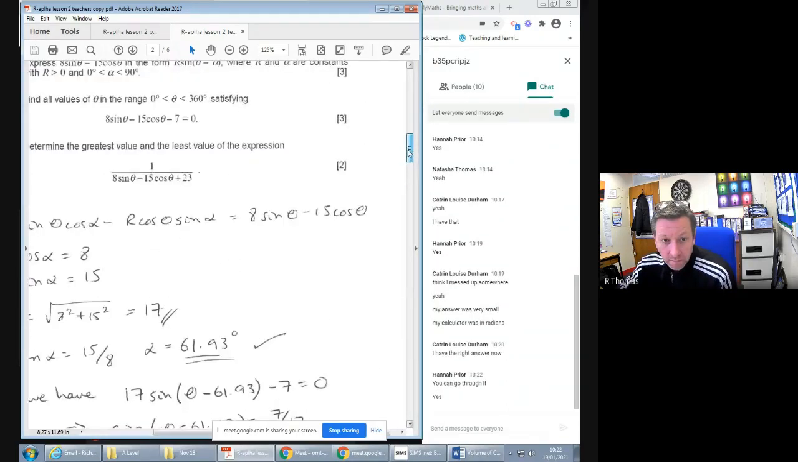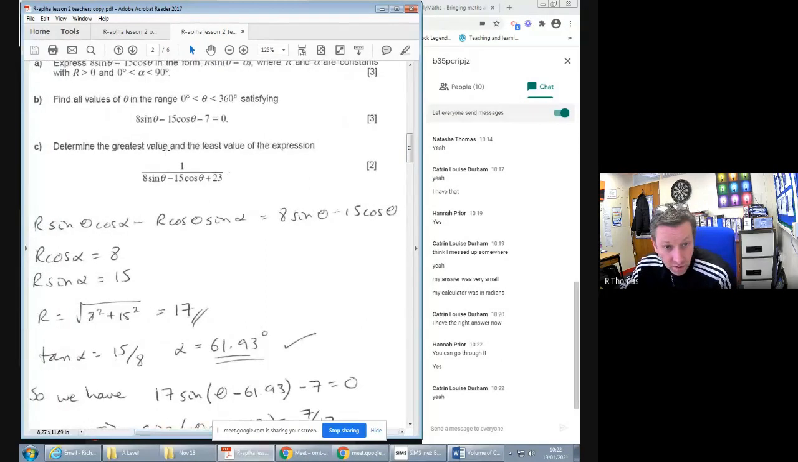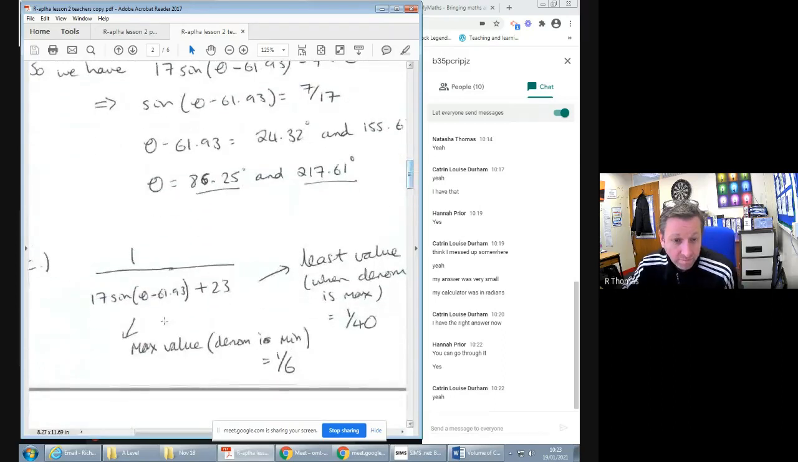Well done. Now the last bit of the question, well done Catherine, well done Hannah. Last bit of the question, determine the greatest value and the least value of the expression. Now, that looks daunting, but it's not. It's only worth 2 marks, right? So we're going to replace this bit now with our 17 sine brackets theta minus 61.93. All right, so let's write that out again.